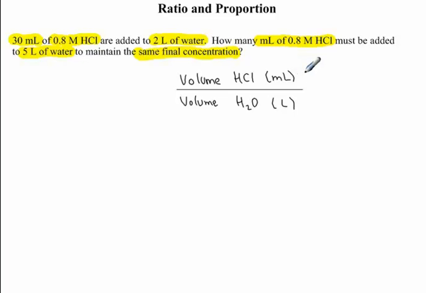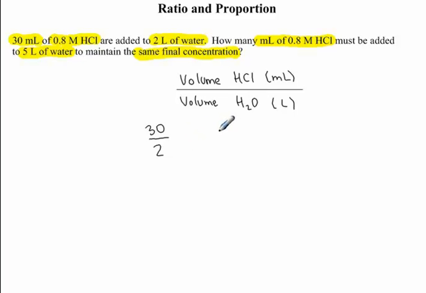Now I'm going to replace this ratio with our numerical values for our numerator and denominator. So in our first ratio, we have 30 milliliters of HCl. So this is our volume of our acid. So we have 30 as our numerator, and in our denominator, we have 2 liters of water. So I'm just going to write a 2. This is our first ratio.